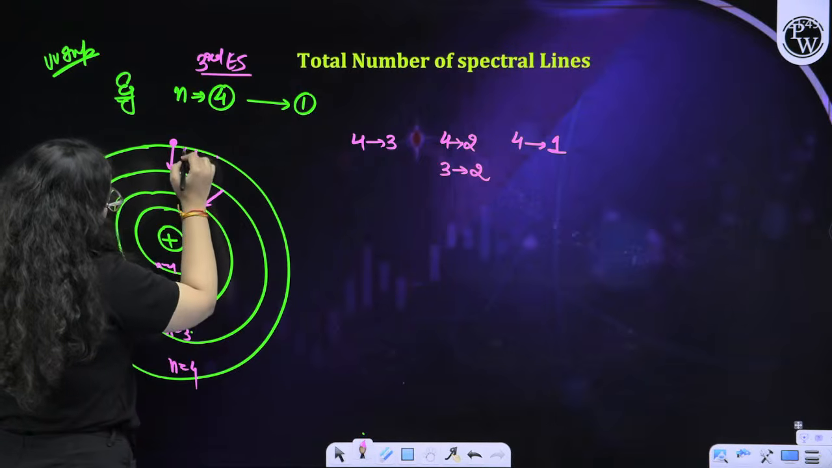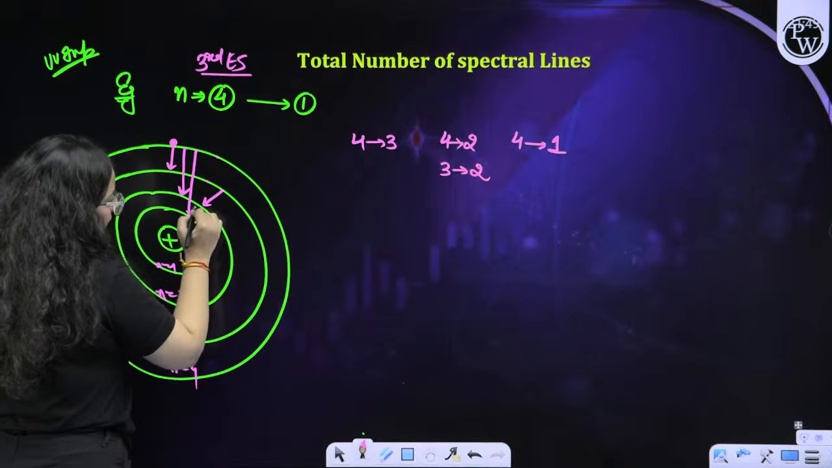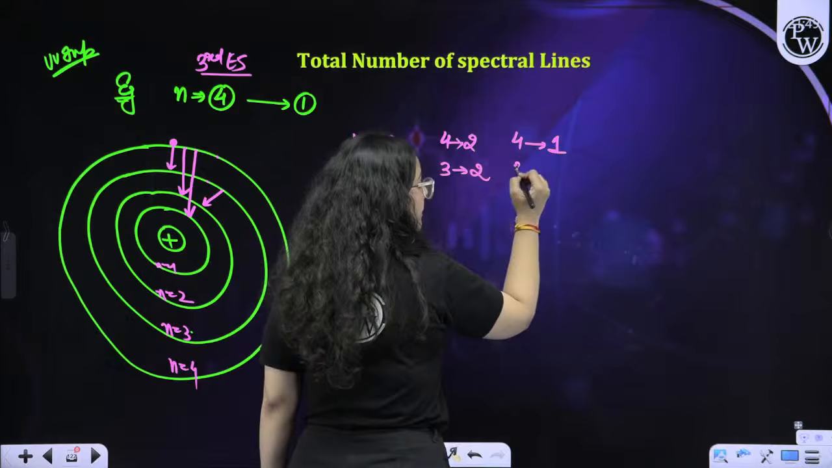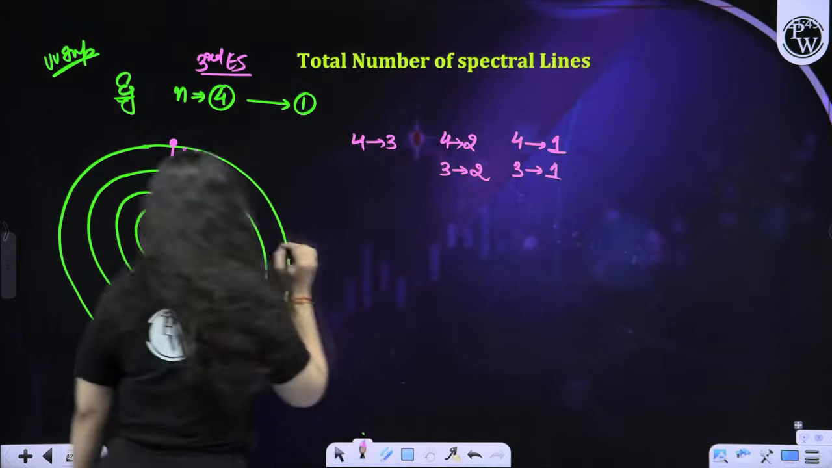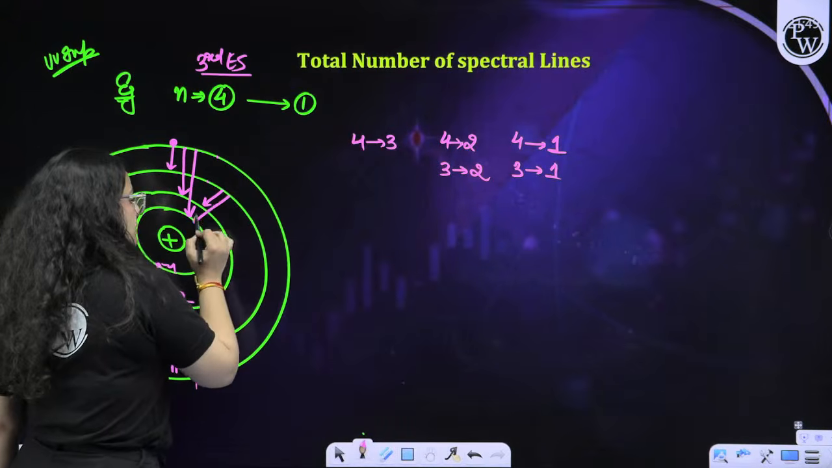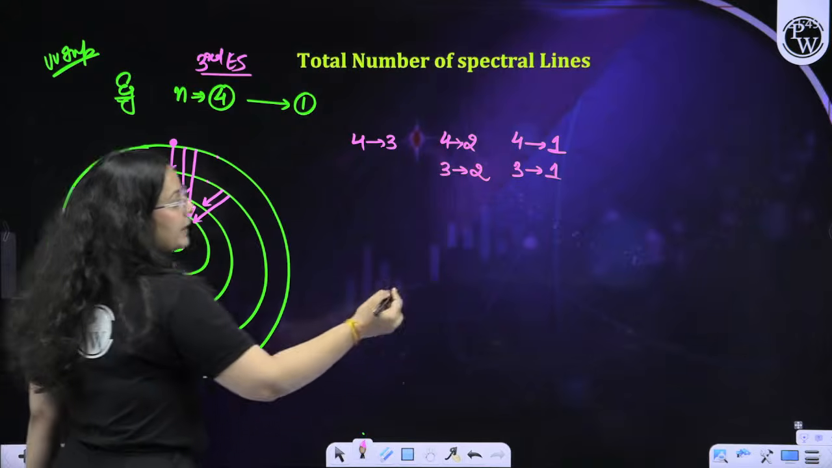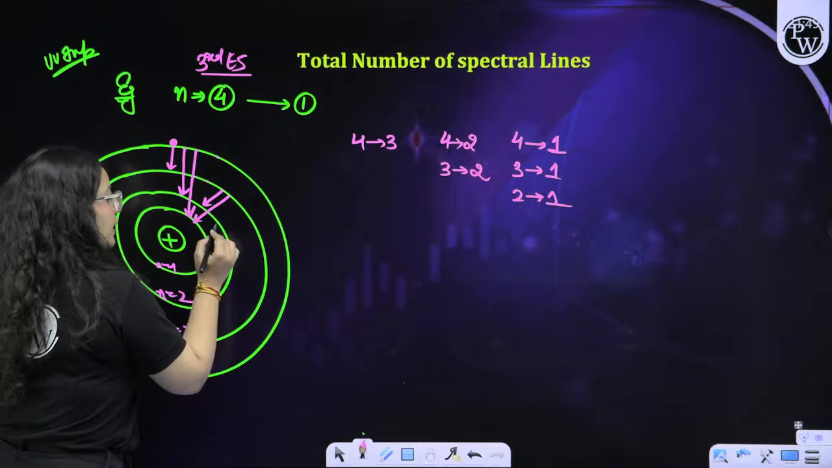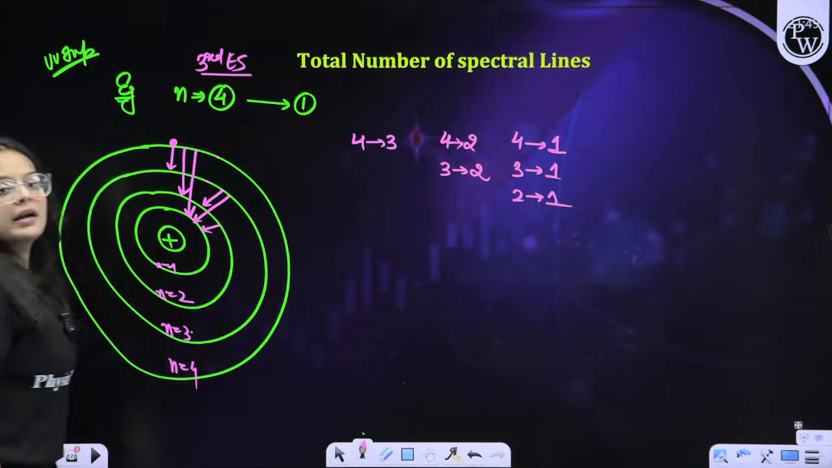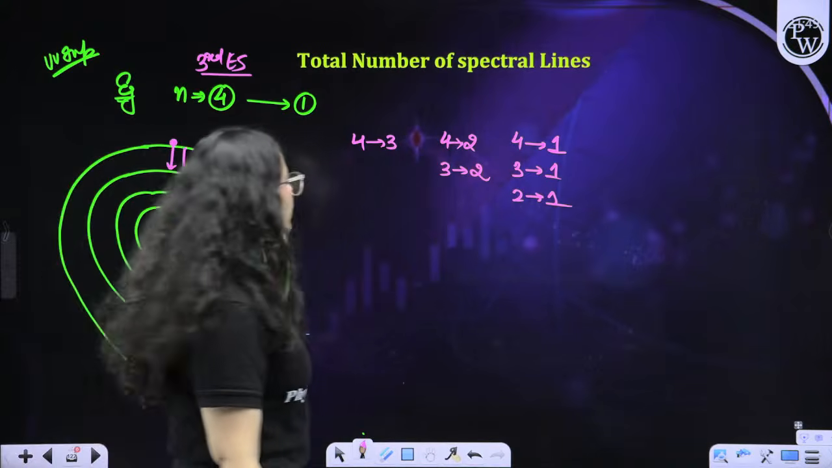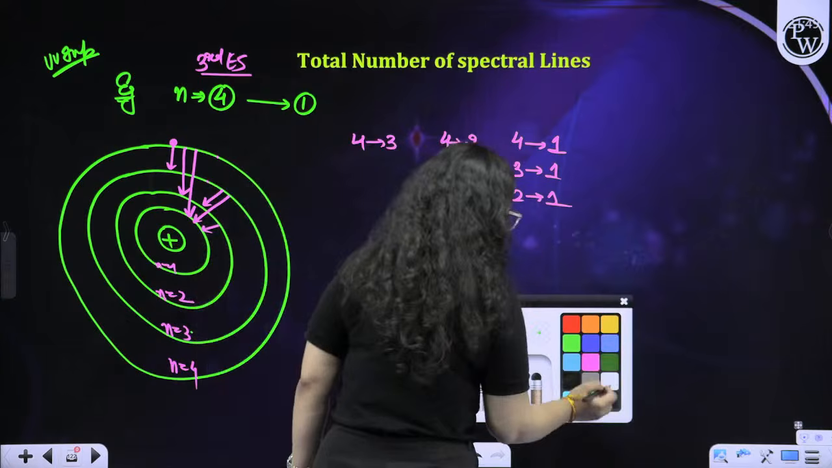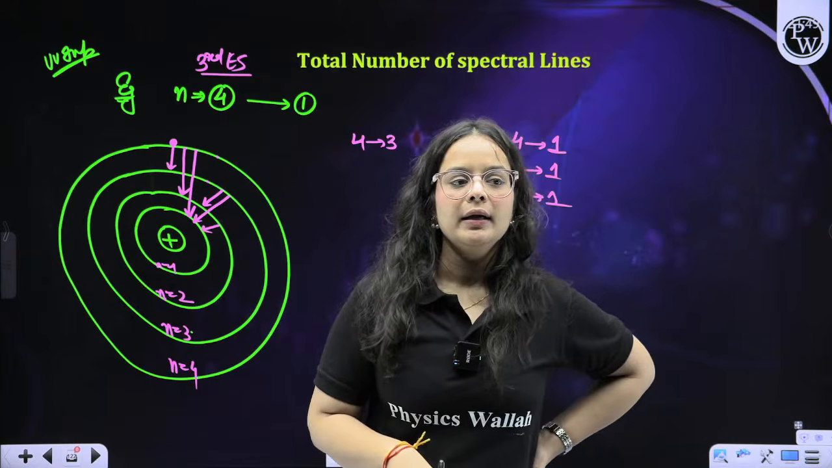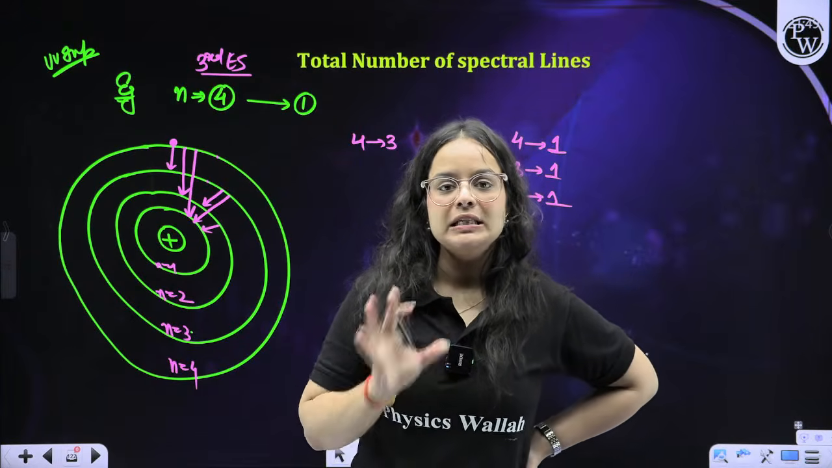4 to 3, 4 to 2, 4 to 1, like this. Or it can happen from 3 to 1 as well, like 3 to 1, right? Or it can happen from 2 to 1 as well, like this. So there are different lines that I am getting over here. If I count any other possibility, do let me know, beta. There are only these 6 possibilities.